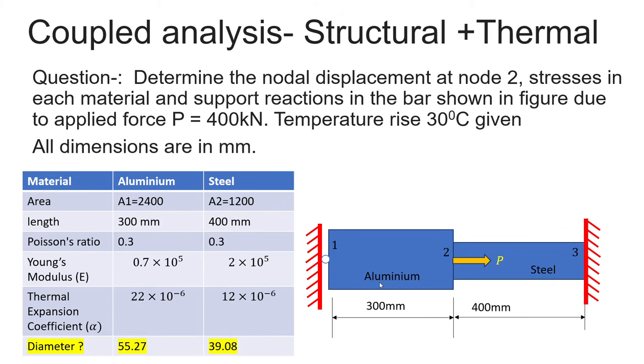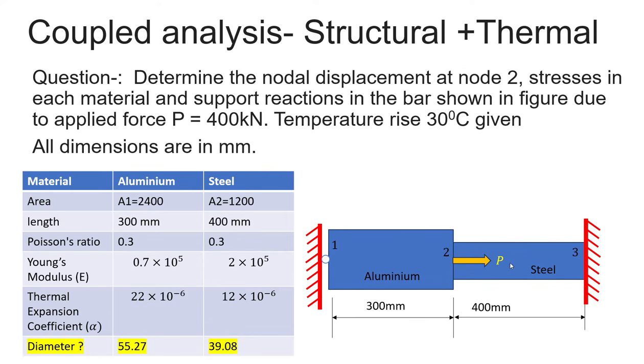So this is the first material, made up of aluminum, and the second is steel, and P is the 400 kilonewton applied force. Now all the Poisson's ratios are given, Young's modulus for each material is given, and then the thermal expansion coefficient is given. On the basis of area, if we calculate the diameter, we get the aluminum diameter as 55.27 and the steel diameter as 39.08. Now let's solve this in the LISA software.